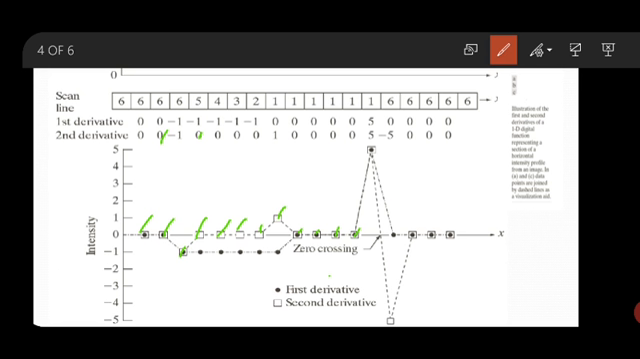Now there is again a transition you have obtained. What is the transition here? 5. The next one here is minus 5. Next 0, 0, 0. When you connect these pixel values, this is the transition line you got for your second derivative.